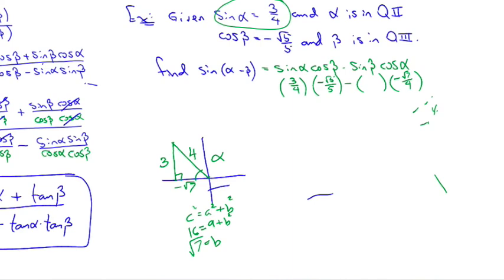What do I have to do to get the sine of beta? I have to draw another picture, because beta has nothing to do with alpha. Beta is up here. Cosine of beta is equal to negative square root of 5 over 5, and it's in the third quadrant. So I have to draw a triangle here back to the x-axis. This is my reference angle for beta. Where's the square root of 5 go?